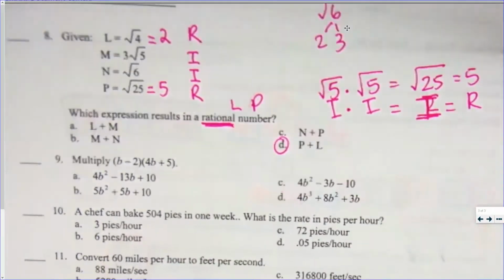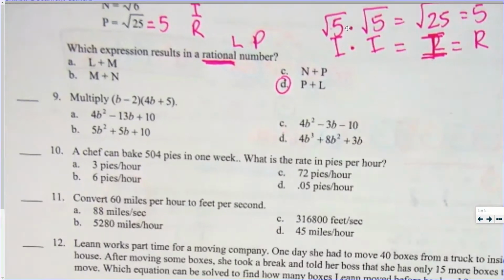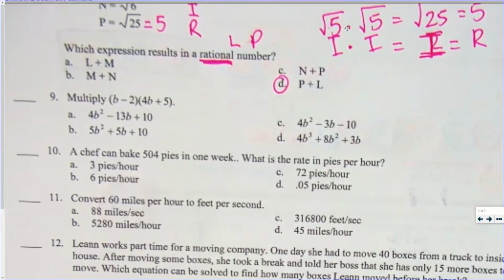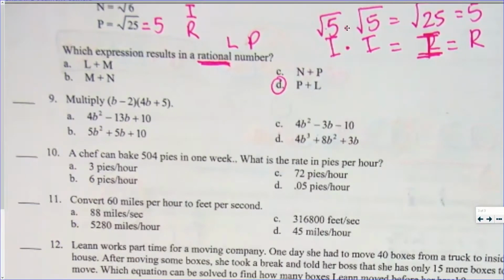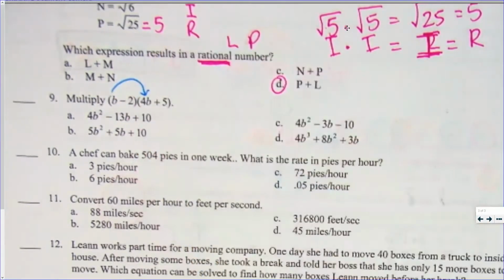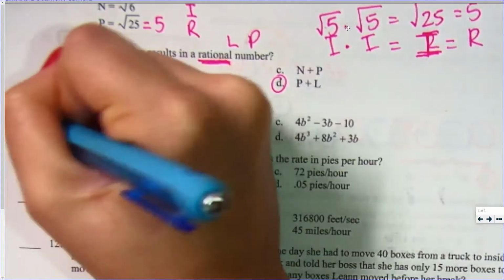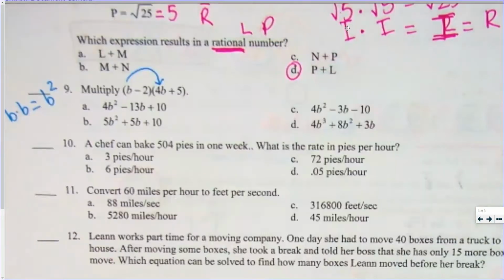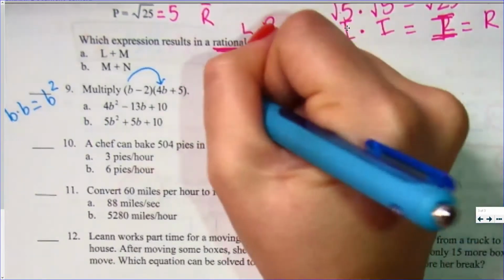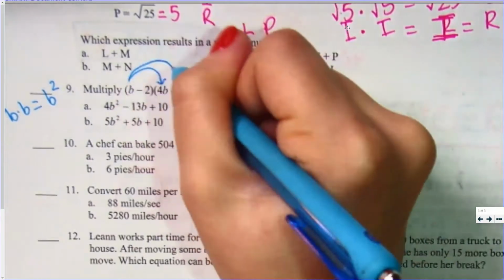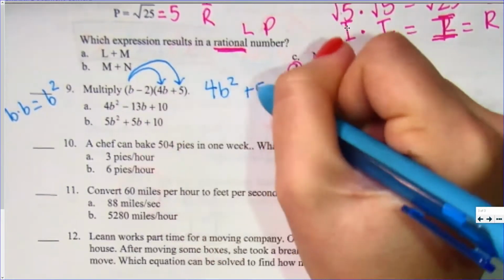All right, the last one I'm going to do with you guys is going to be number 9. This one's going to be foiling, so I will be using colors again. So foiling, first, outside, inside, last. First, b times 4b. And remember, b times b is not going to be 2b, it's going to be b squared. So that's going to be 4b squared. B times 5 is going to be 5b.